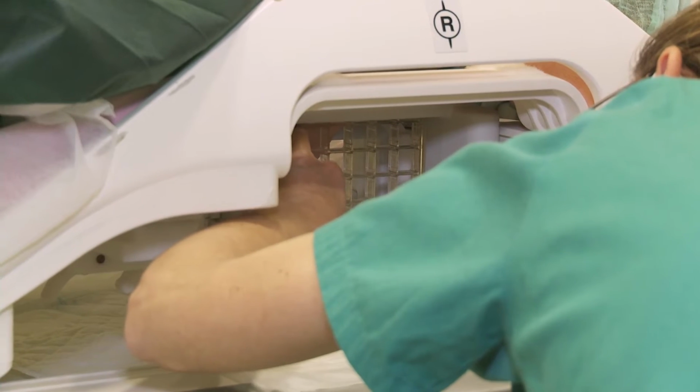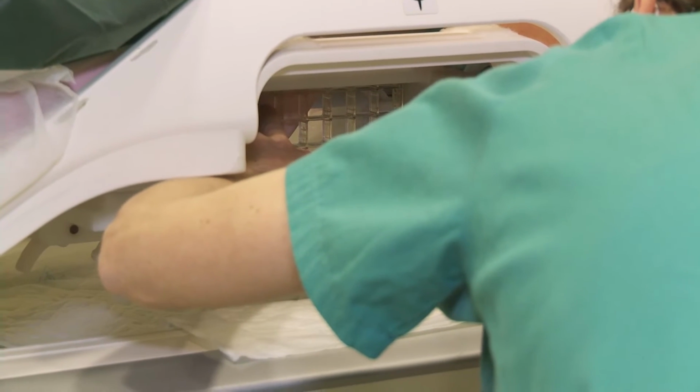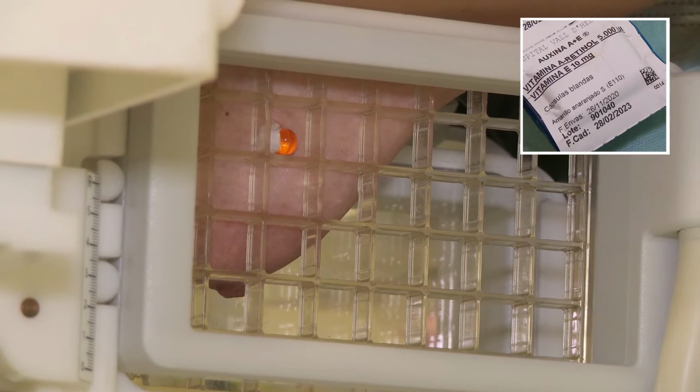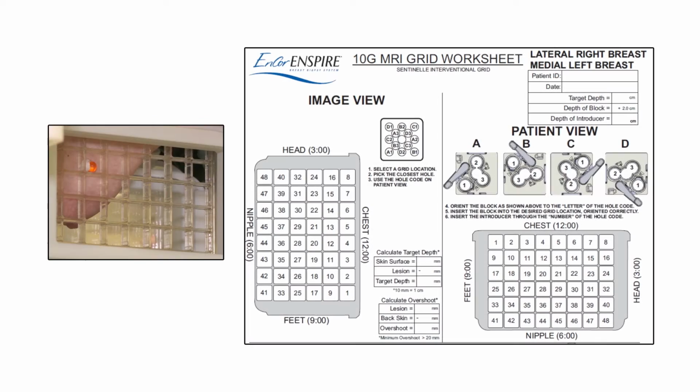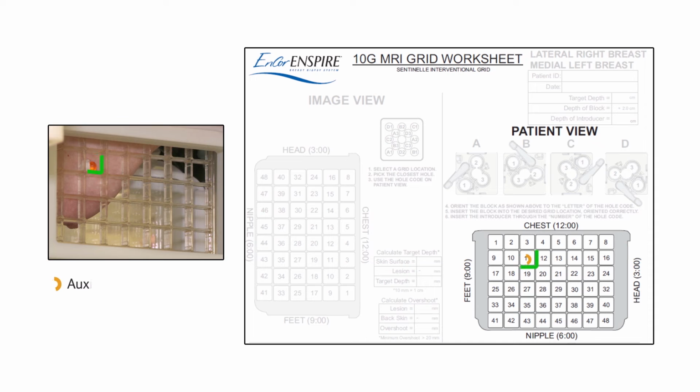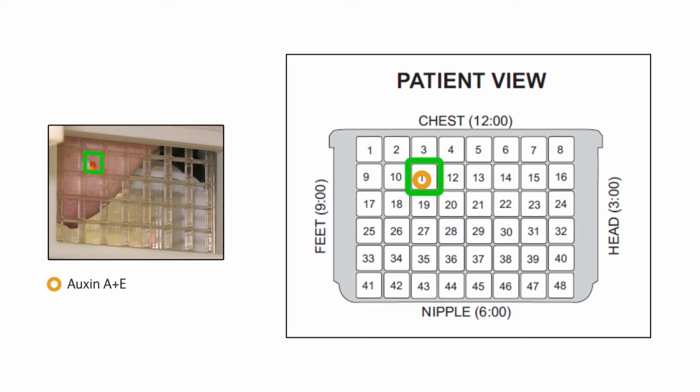The fiducial marker, vitamin A plus E, is placed on the skin, around the lesion coordinates. Use the Sentinel interventional grid template, patient view, to mark the square and precise location of the fiducial marker, that is, within square number 11.